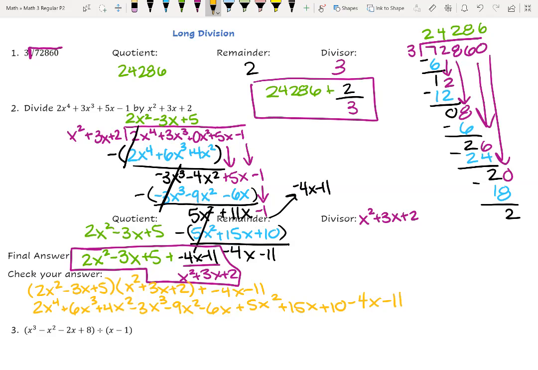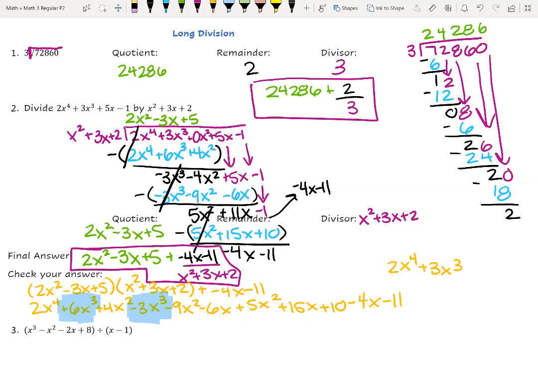Really long, but I'm going to combine my like terms and see if it gets me back to where I started. So as far as my x to the 4ths go, I've got a 2x to the 4th, and I don't see any other x to the 4ths. All right, so I'll just leave it 2x to the 4th. All right, x to the 3rd, let's see. I've got a 6x to the 3rd, a negative 3x to the 3rd, and those are the only ones I see. So if I combine 6 minus 3 is 3, so I'm ending up with a 3x to the 3rd. All right, this is looking good so far.